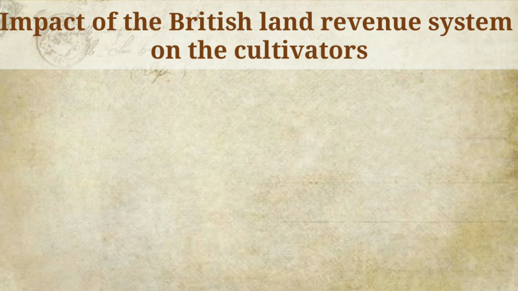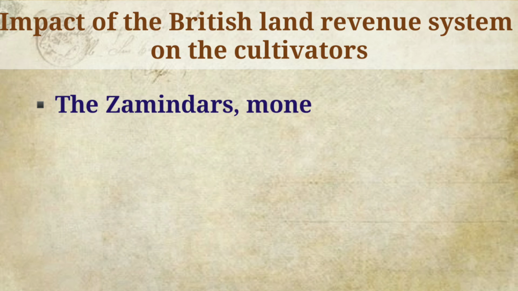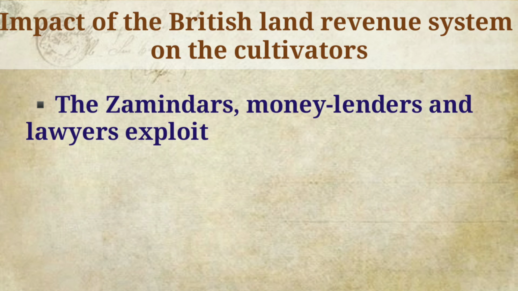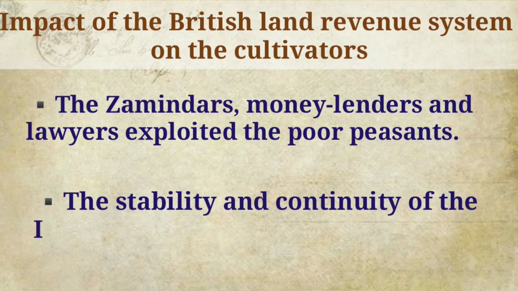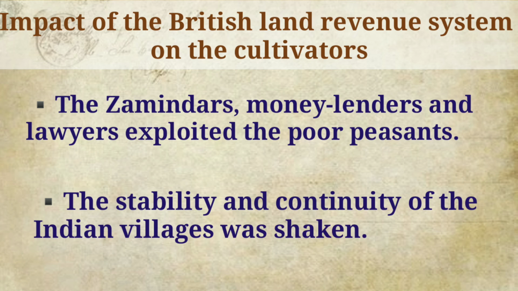Is it clear? Next, the zamindars, moneylenders and lawyers exploited the poor peasants. So, the poor peasants were exploited by the zamindars, moneylenders and lawyers. Is it clear? Next, the stability and continuity of the Indian villages was shaken. So, since the farmers were not able to do agriculture, they had to move to other places in search of a livelihood. So, the stability and continuity of the Indian villages was shaken.